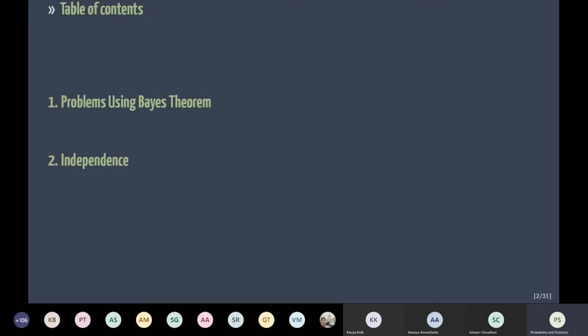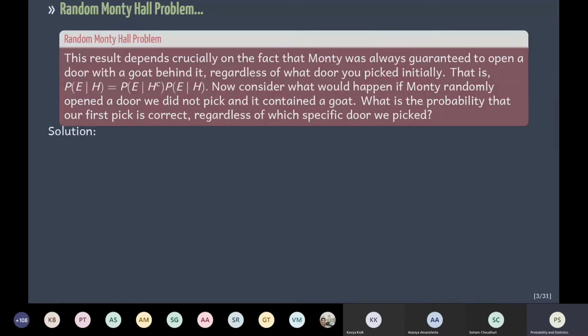We were discussing Bayes theorem, and we will do more problems in Bayes theorem, and then we will define something called independence. Last time we were doing the Monty Hall problem, and this gave you some idea of how Bayes theorem can be used in the Monty Hall problem.